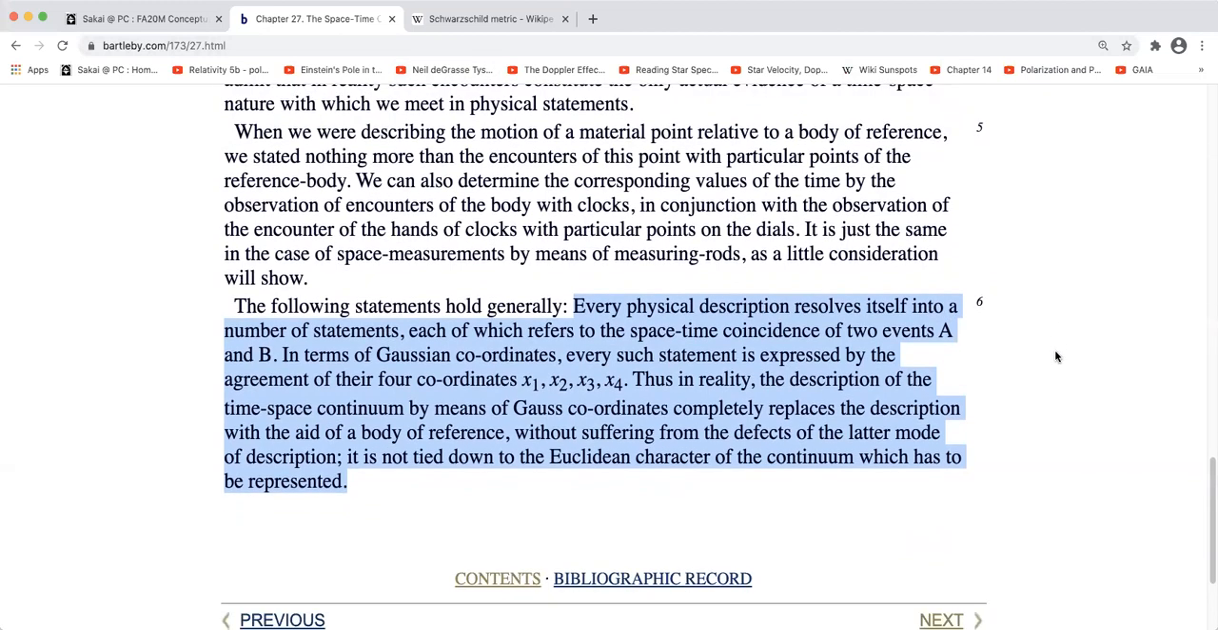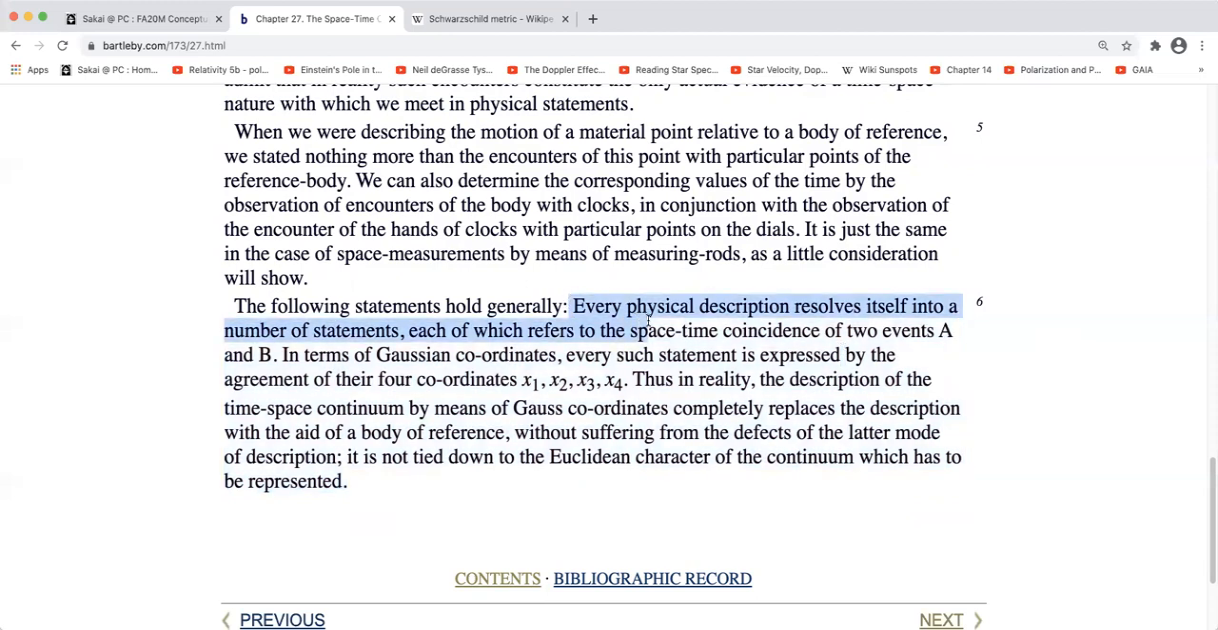Sure. Every physical description resolves itself into a number of statements, each of which refers to the space-time coincidence of two events, A and B. In terms of Gaussian coordinates, every such statement is expressed by the agreement of their four coordinates x1, x2, x3, x4. Thus, in reality, the description of the time-space continuum by means of Gauss coordinates completely replaces the description with the aid of a body of reference, without suffering from the defects of the latter mode of description. It is not tied down to the Euclidean character of the continuum, which has to be represented.